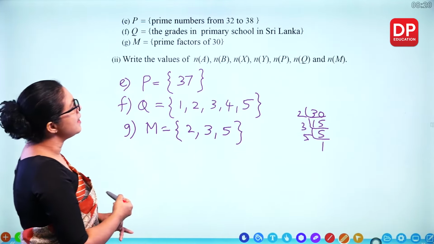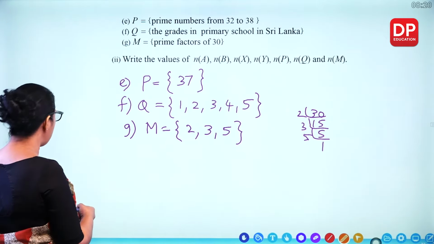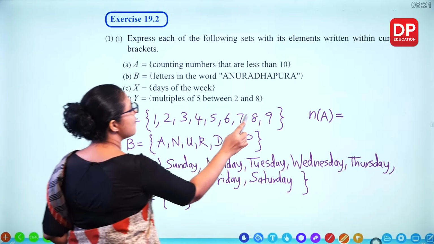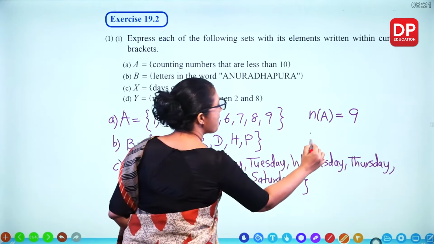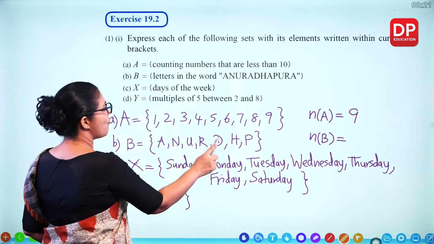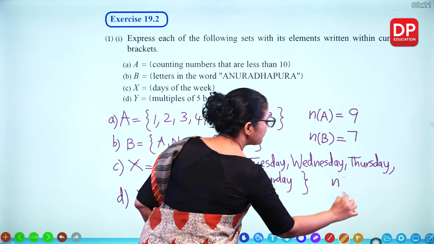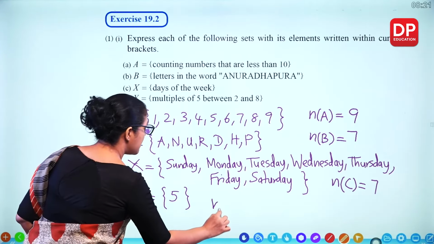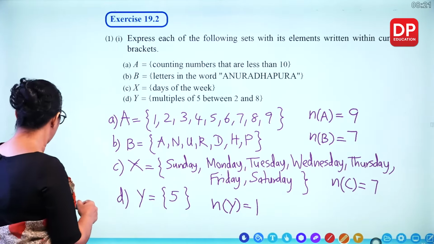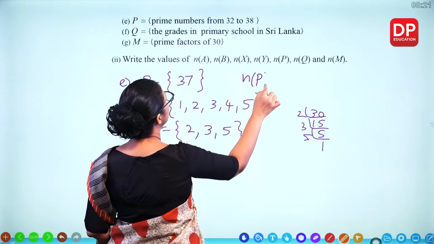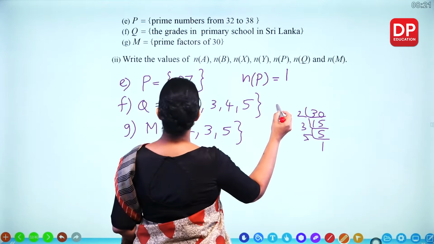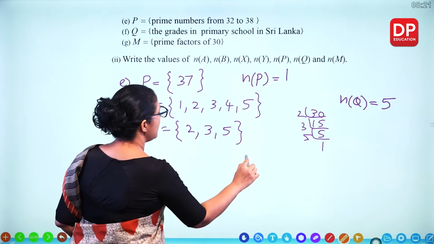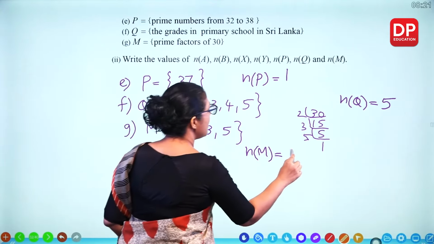Write the values of n(A), n(B), n(X), all the number of elements. So we'll do again. What's n(A) here? n(A) equals 1, 2, 3, 4, 5, 6, 7, 8, 9. What's n(B)? 1, 2, 3, 4, 5, 6, 7. n(C)? 7 days of the week, 7. And in Y, just one element is there. In P, one element. In Q, how many elements are there? 1, 2, 3, 4, 5. 5 elements are there. Then in M it is 1, 2, 3. 3 elements in that set.